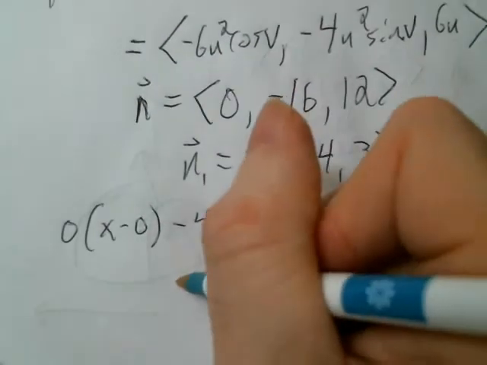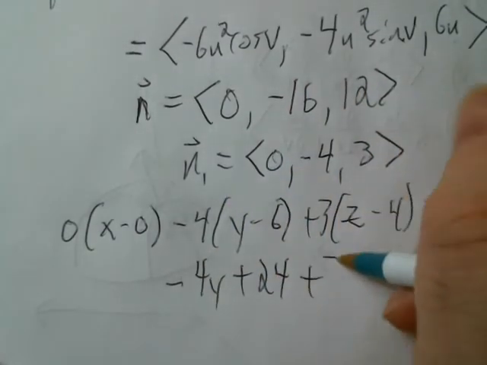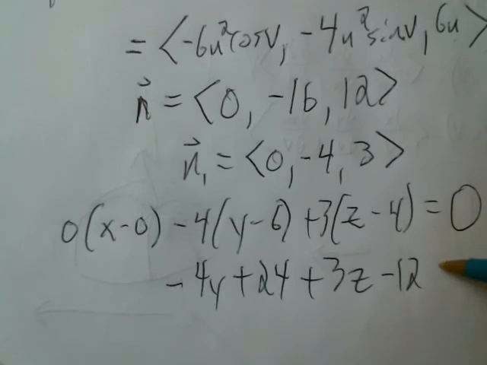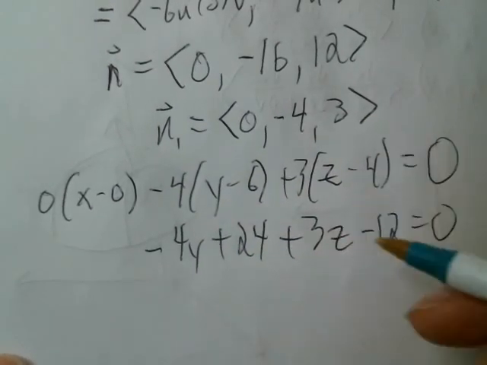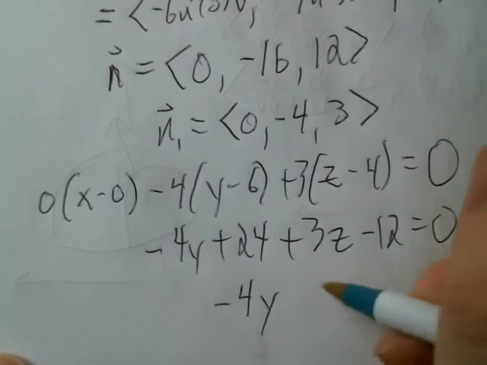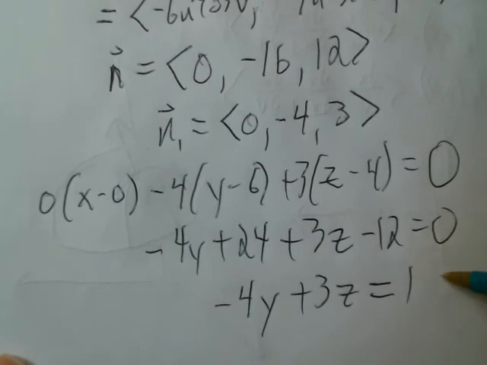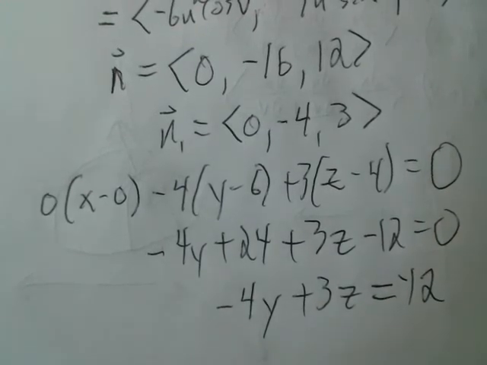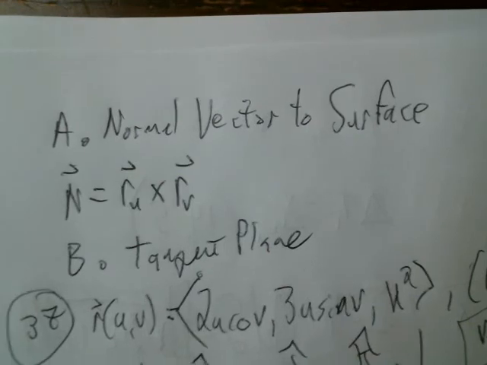So at the end of the day, negative 4y plus 24 plus 3z minus 12 is 0. And then combine like terms, so negative 4y plus 3z equals negative 12. Okay.